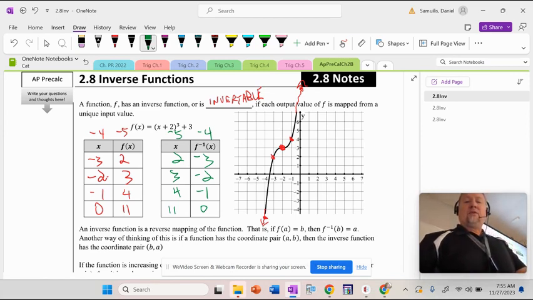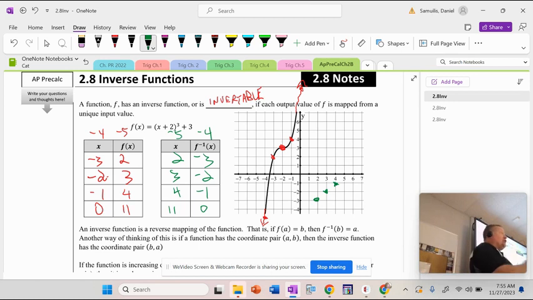So (2, -3), 1, 2, 3. (3, -2). And basically, I'm showing you how you find the inverse of a picture. Remember, input, output. Input, output could be a chart, could be a graph, or it's going to be equations. And that's three ways you can represent a function.